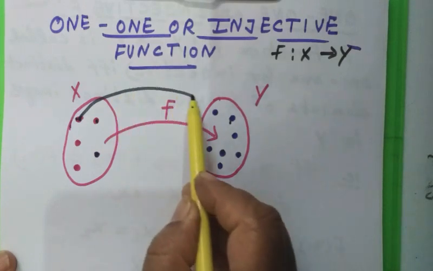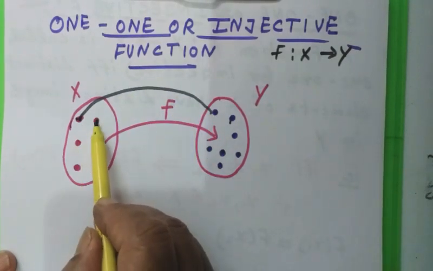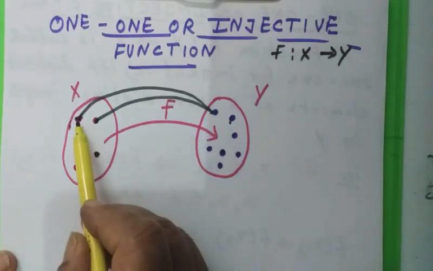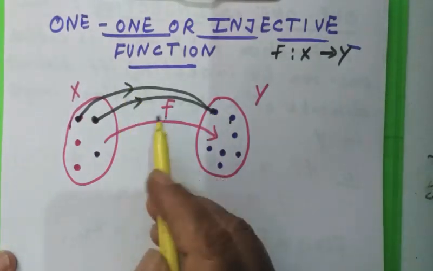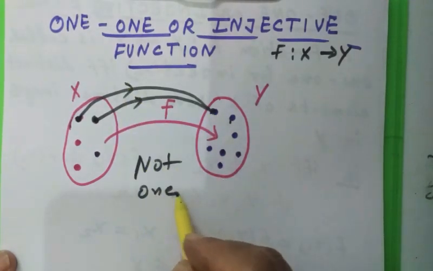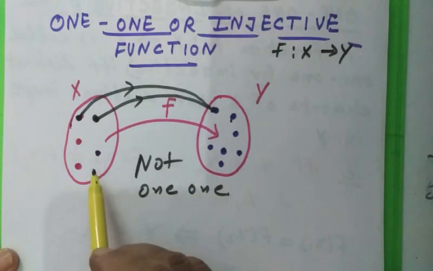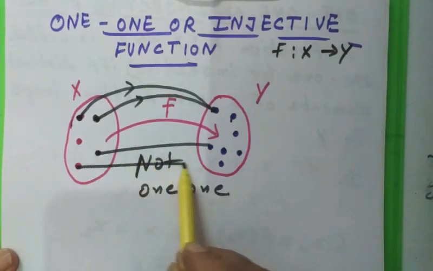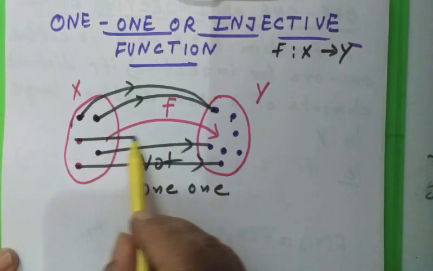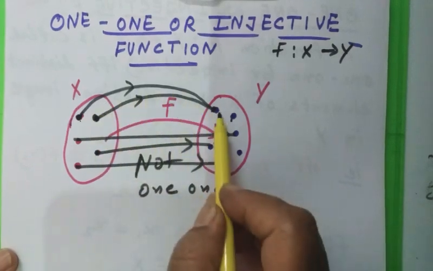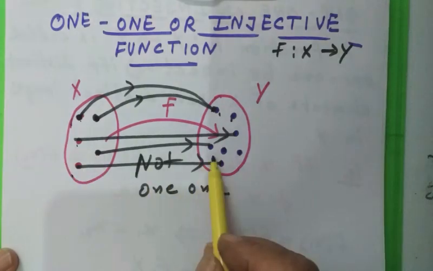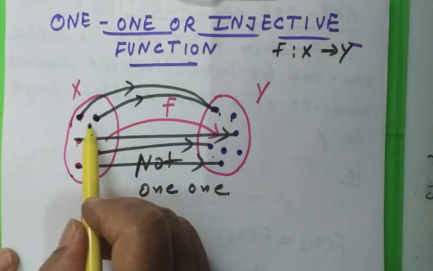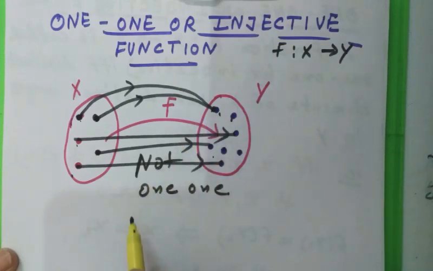Suppose the image of this element is this element and the image of this other element is also this element. So two elements are distinct here, but their image is the same. Then such a function is not one-one. Suppose this has a distinct image, this has a distinct image, this has also a distinct image, but these two have the same image. Some different elements have different images, but two different elements here have the same image. So this kind of function is also not one-one.